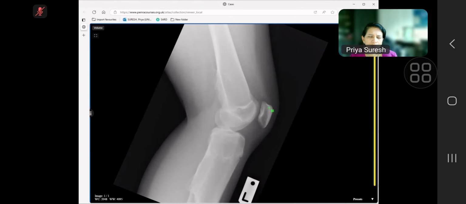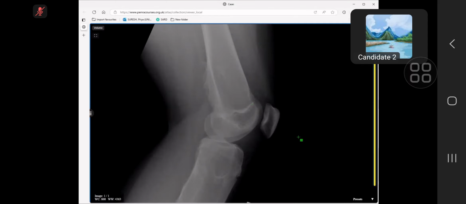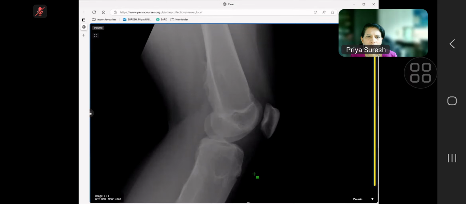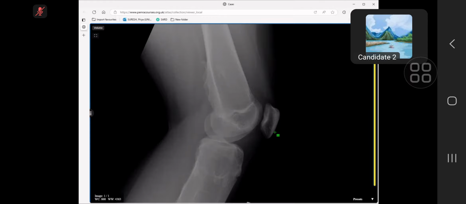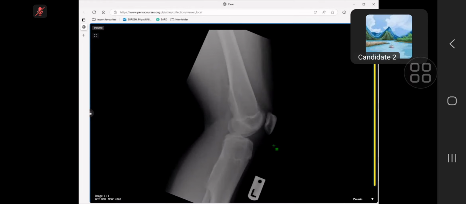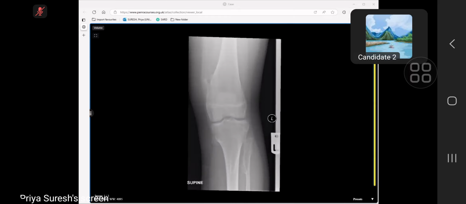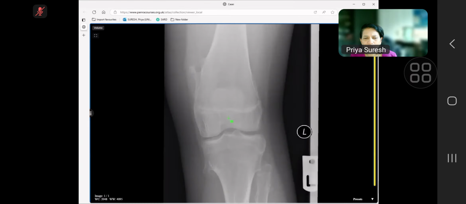In the lateral, ma'am, can you please change the window a little bit? I think there is an undulating type of lesion along the posterior cortex. There are multiple lesions seen along the posterior cortex, and the underlying femur is normal.